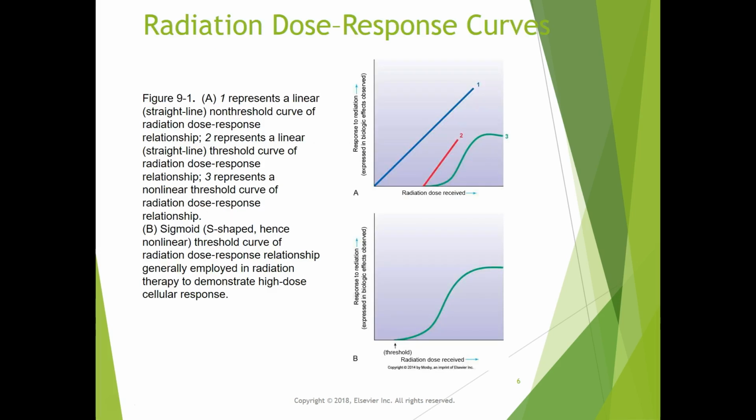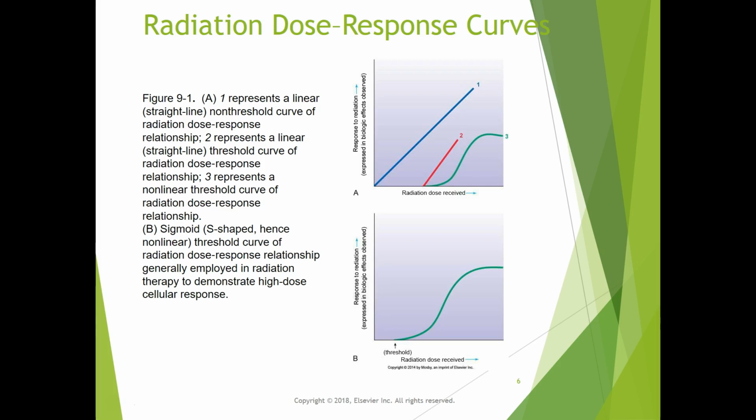The first kinds of curves that we're going to learn about are not necessarily curves in our sense of the word, but it's still called a dose-response curve, just so you know. The first one is the linear, which is a straight line, non-threshold curve, and that's depicted by this blue line. There is no threshold, so any amount of dose that you receive will have a response to that radiation as a biological effect that we can observe.